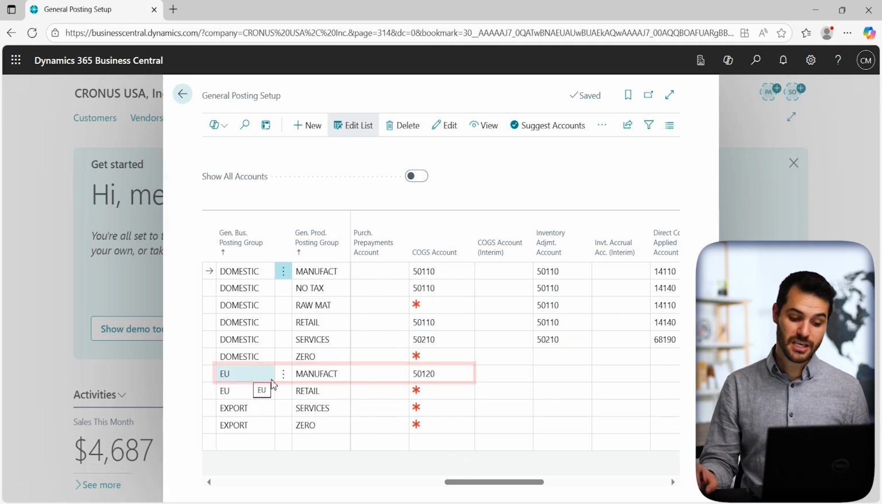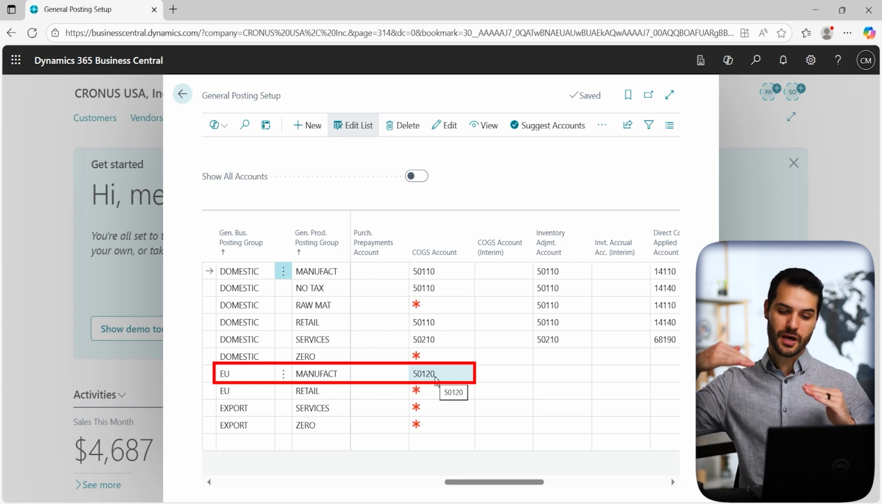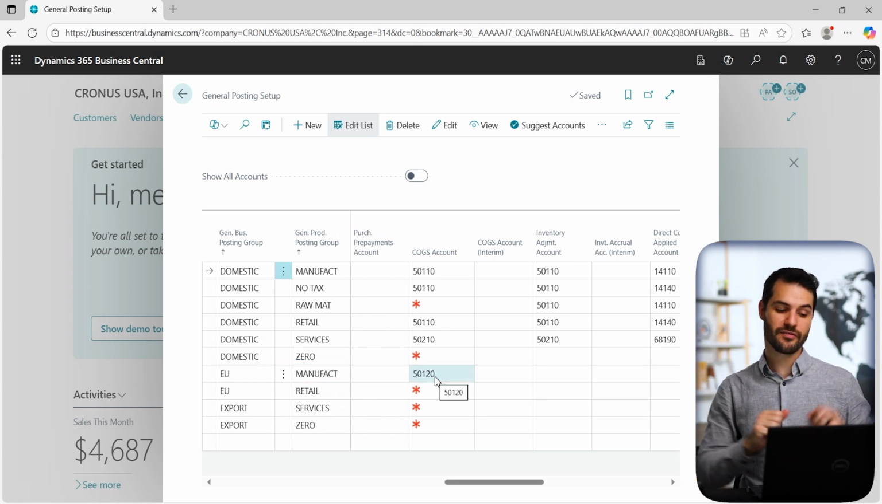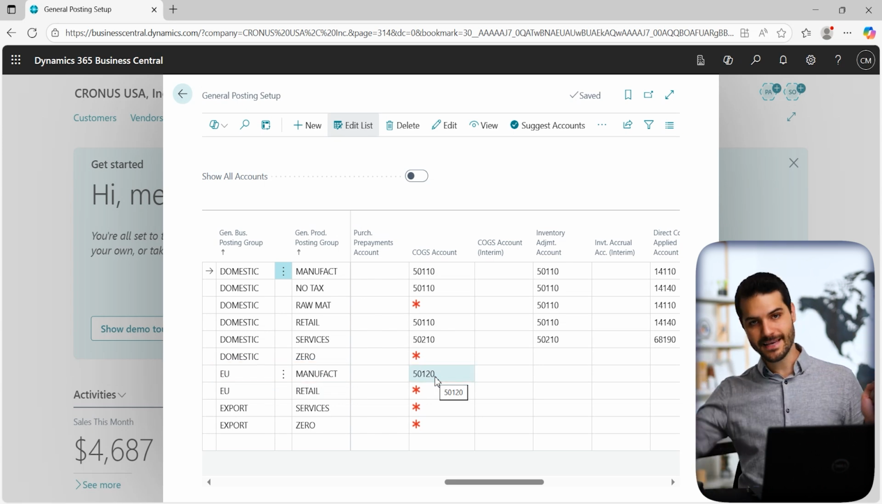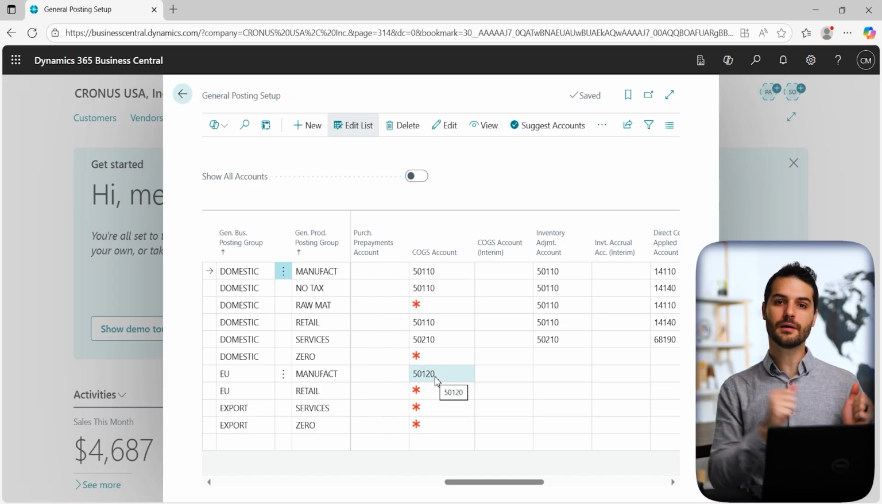But if we're dealing with EU and manufacturing, a different COGS account gets used. So you can see it's this intersection where if you know this with this, this is the account that's going to be used. But if it's this and this, A and B is here, D and E is going to be here, et cetera, et cetera.